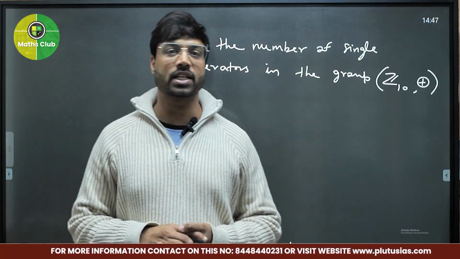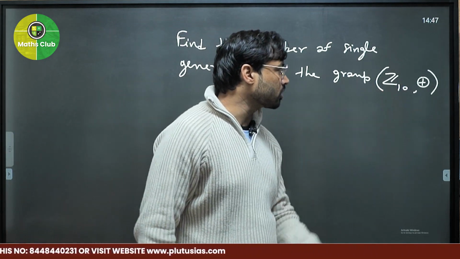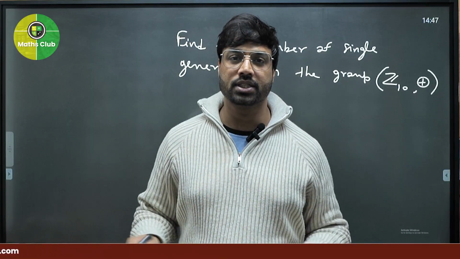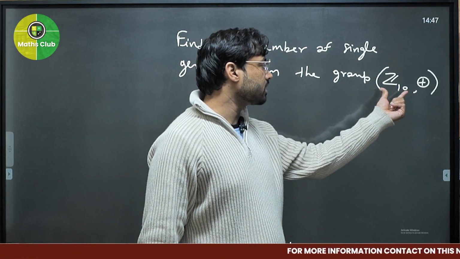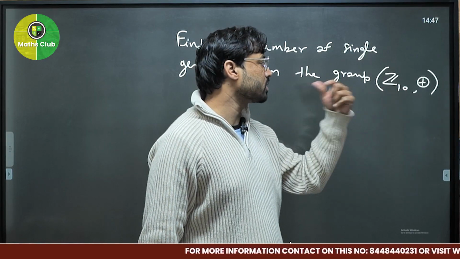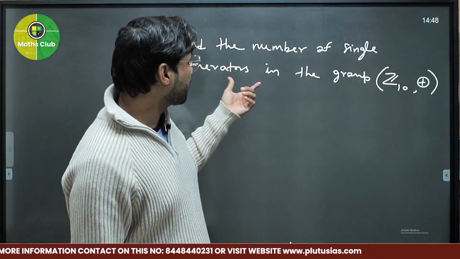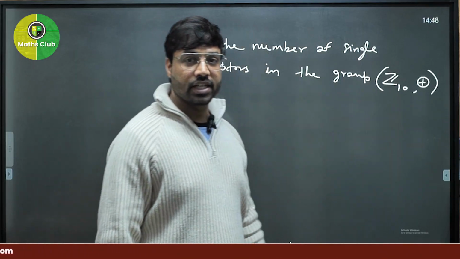generally in the case of a cyclic group, we know that Z10 is a cyclic group. And what is a cyclic group? Any group which is generated by a single element is called a cyclic group. For example, Z10 is a cyclic group. We can generate Z10 by a single element. But here the problem is to find the number of single generators in Z10.